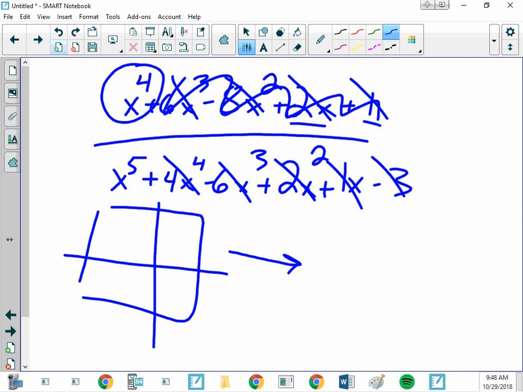It's 1 over x, right? Because it's the same number. 10 to the fourth divided by 10 to the fifth is 1 over 10. Okay? And what happens when I take a number to the fourth and I divide it by a number to the fifth? Well, it simplifies down to 1 over x. Right?